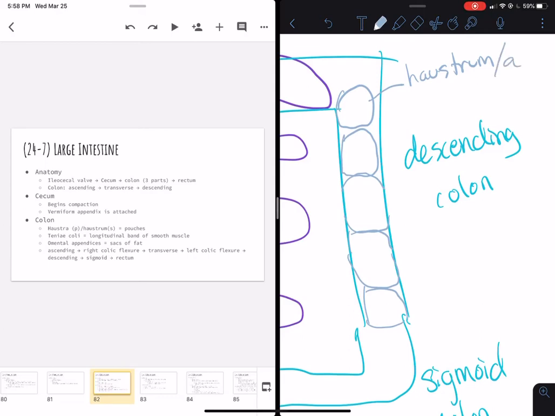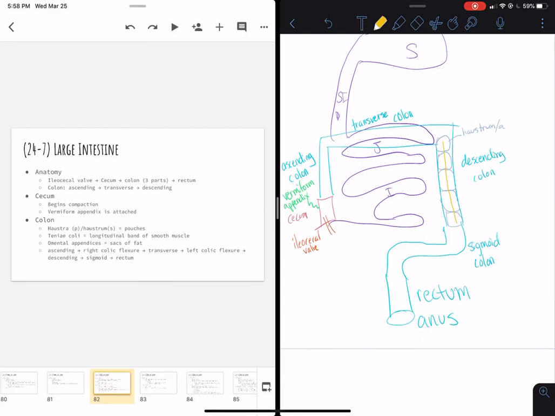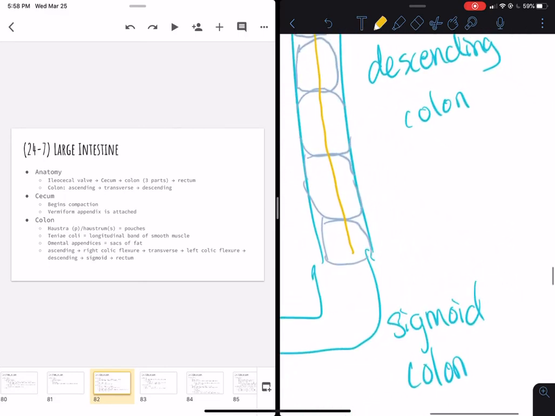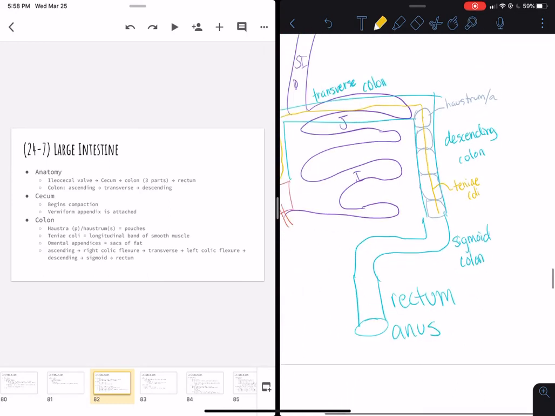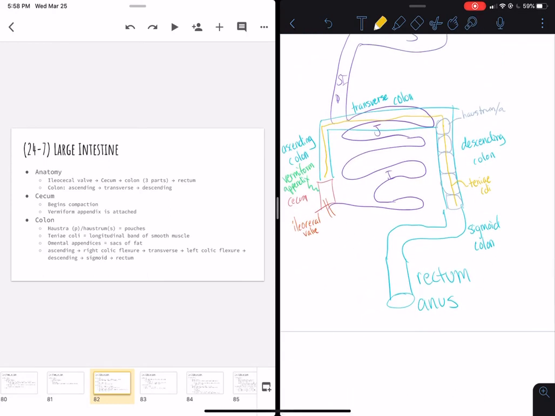Attaching each of these is a long muscular band, which goes all the way across. So I could draw it across the transverse and across the ascending colon. And we call that the tenia coli. This is helpful in peristalsis and segmental contractions.